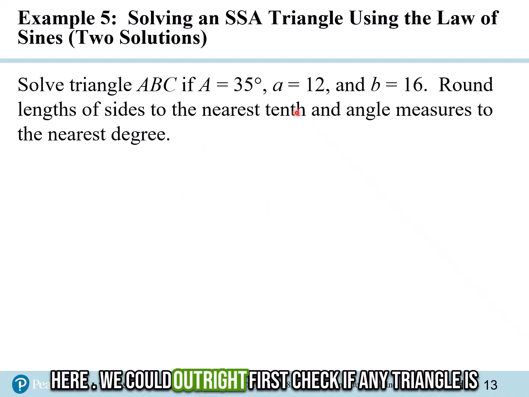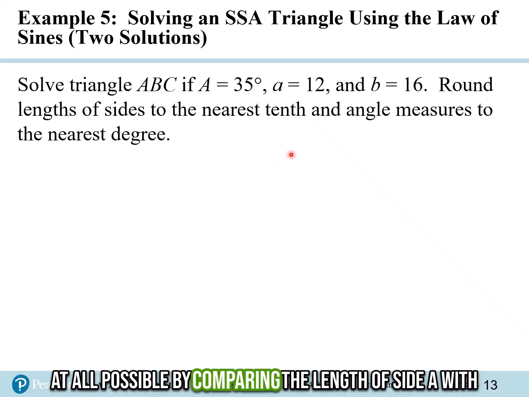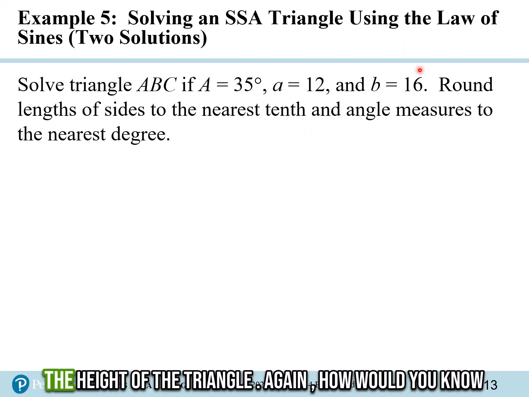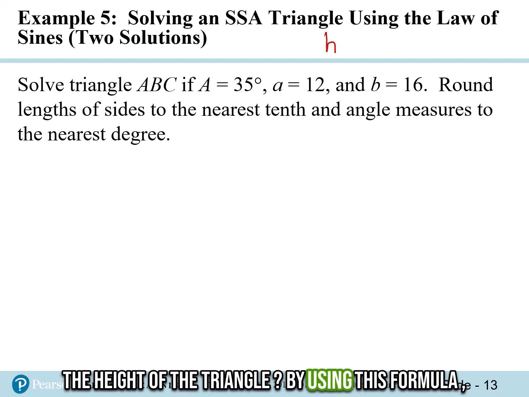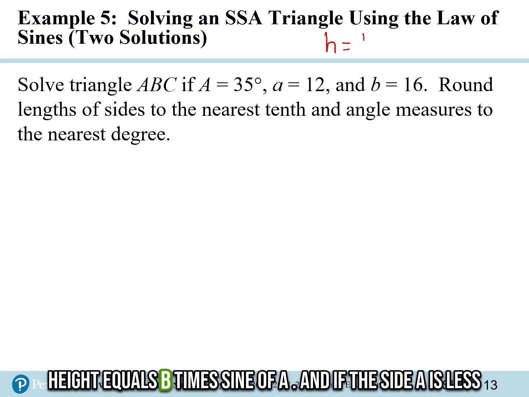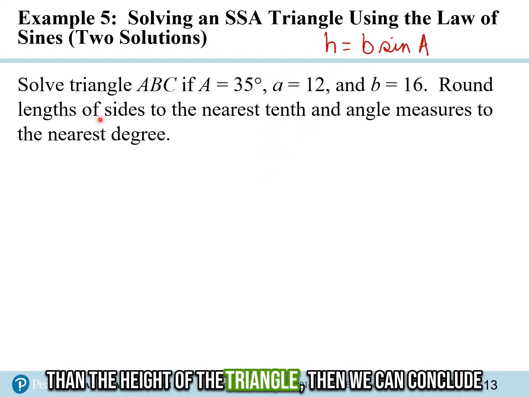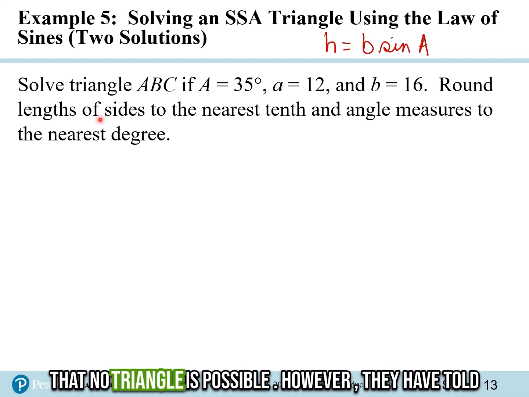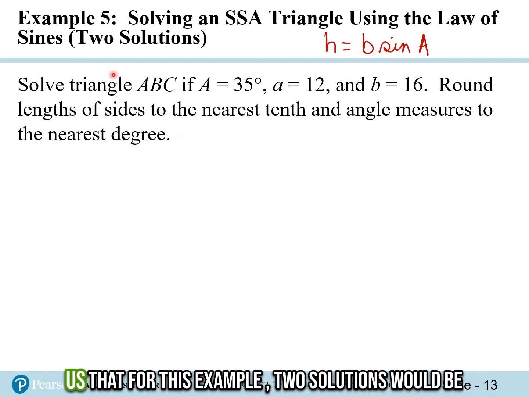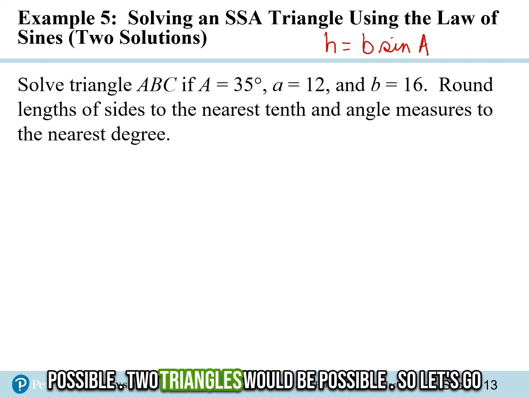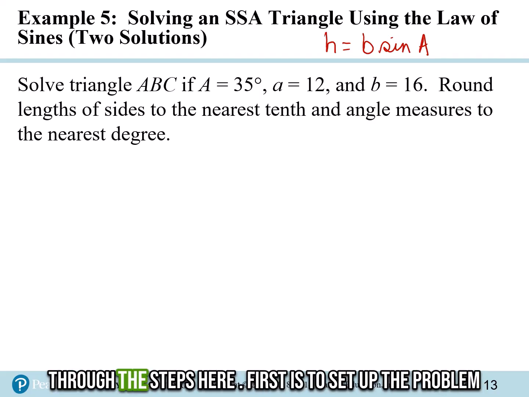We could outright first check if any triangle is at all possible by comparing the length of side a with the height of the triangle. Again, how would you know the height of the triangle? By using this formula, height equals b times sine of A. And if the side a is less than the height of the triangle, then we can conclude that no triangle is possible. However, they have told us that for this example, two solutions would be possible. Two triangles would be possible. So let's go through the steps here.